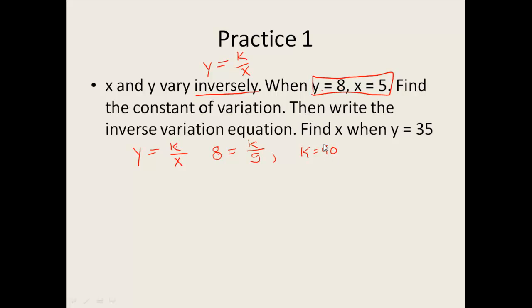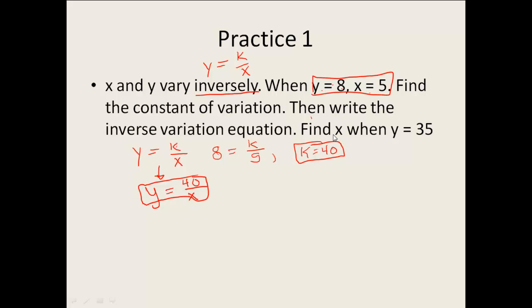So the first part here said find the constant of variation. Here's our constant of variation, k is equal to 40. Second part, write the inverse variation equation. Now we can take our constant of variation and plug it into our equation. So I have y equals 40 divided by x. That's the second part. Notice that x and y went back to x and y because this 8 and 5 was just one special case. It's kind of like having a table of values and you just pulled one particular value off that table to use to find our k. But there's an infinite number of x and y pairs that can go together.